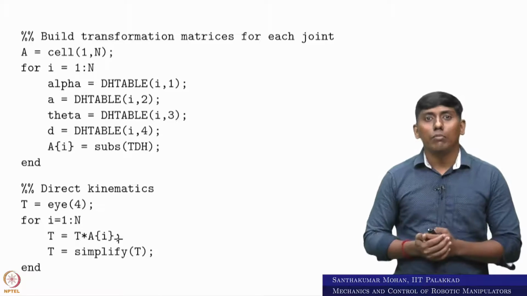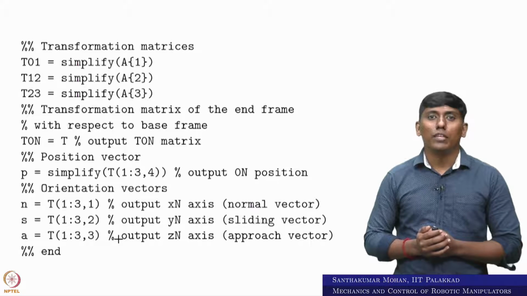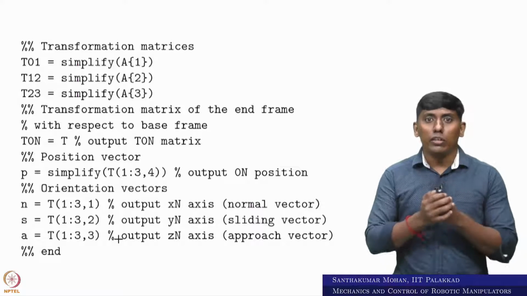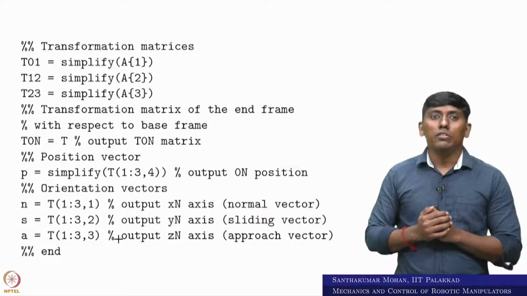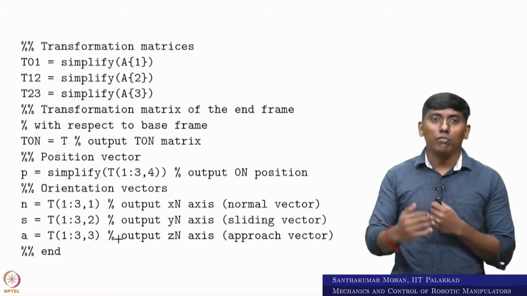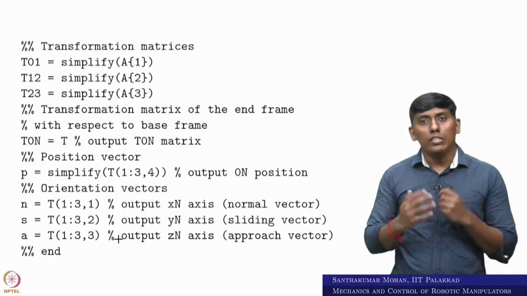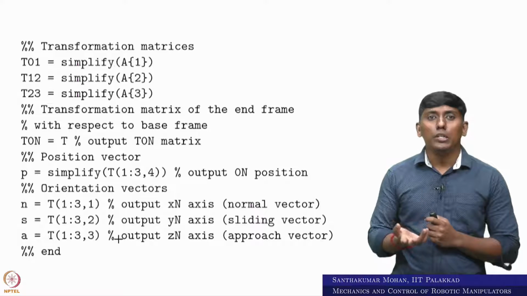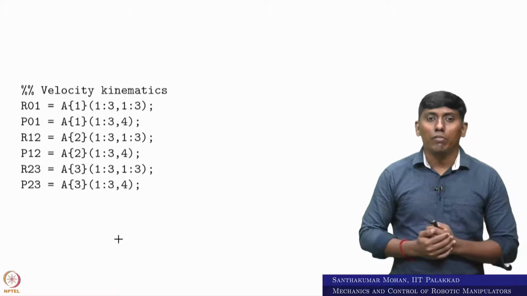Once this is done, you can first identify the individual transformation matrices T01, then T12, T23. After that, you try to find out what is T03. So T03 here I have written as T01. Then you can see the position vector and the orientation vectors all coming into the picture. Once all this is done, we can go for velocity kinematics. For that, you need to know the individual rotation and position vectors, so that is what we have obtained here.